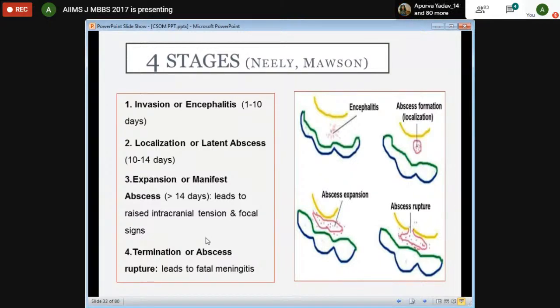Why does it happen? Because there are 4 stages of brain abscess. The first stage is only encephalitis. That is from 1 to 10 days. The patient may have mild symptoms: mild drowsiness, fever, confusion.